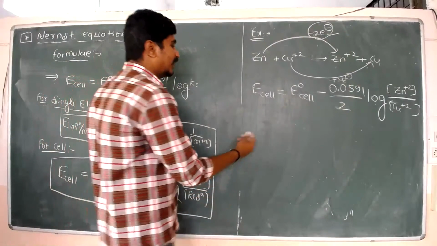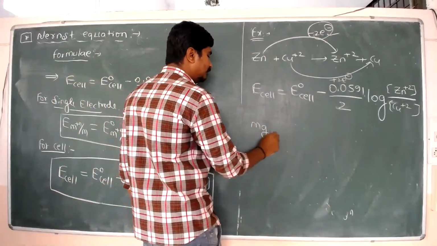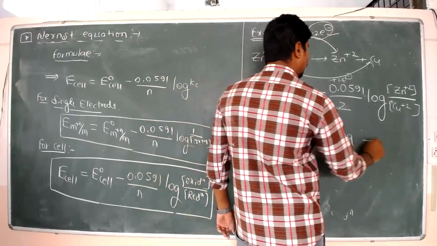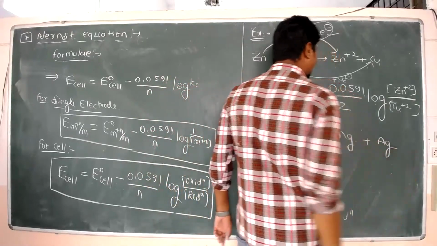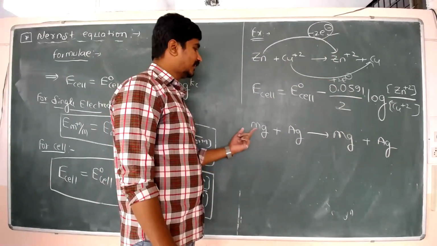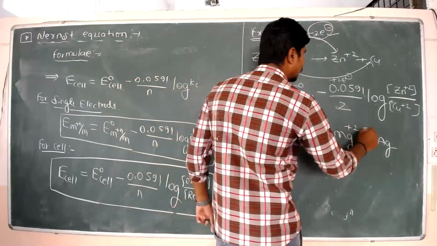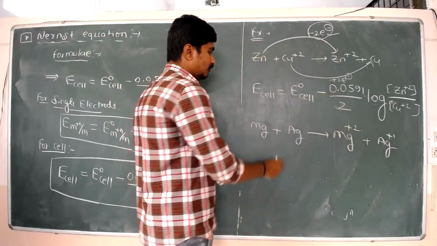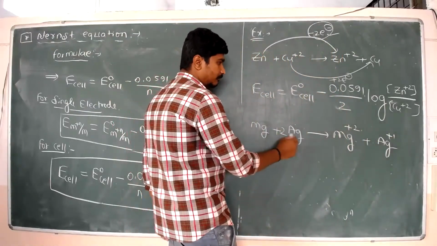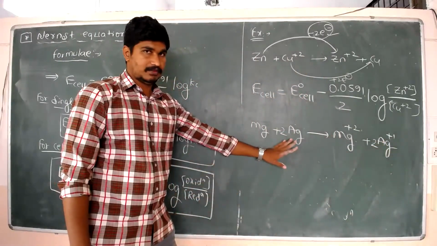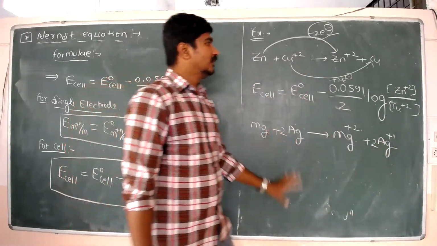Now, I am writing another example: Mg, Ag. If you compare the reduction potential values, Mg has the lower SRP value. Therefore, it undergoes oxidation to Mg+2. Here it is Ag+1. Now this is the balanced equation.